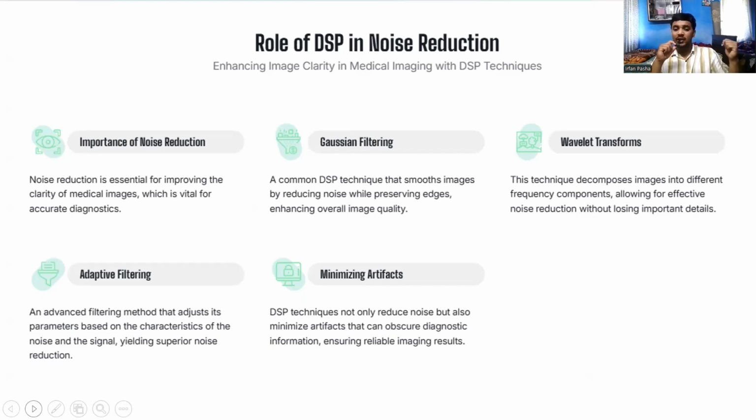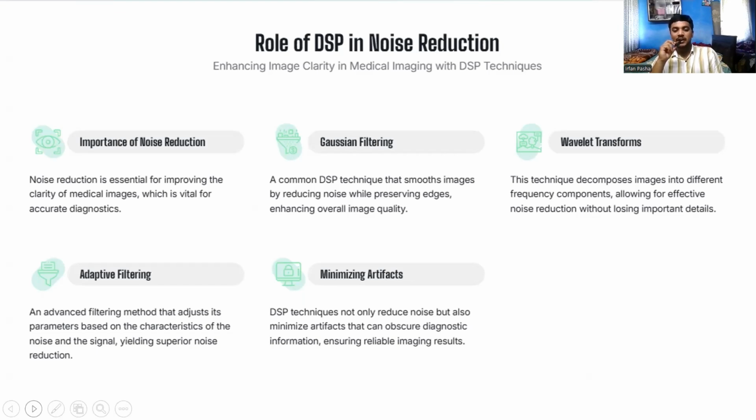Next, Gaussian filtering, a common DSP technique that smoothens the images by reducing noise while preserving edges, enhancing overall image quality. Moving on to the next, that is wavelet transforms. This technique decomposes images into different frequency components, allowing for effective noise reduction without losing important details.